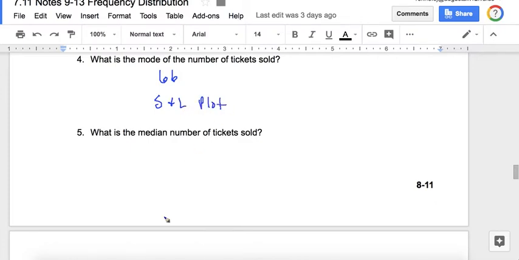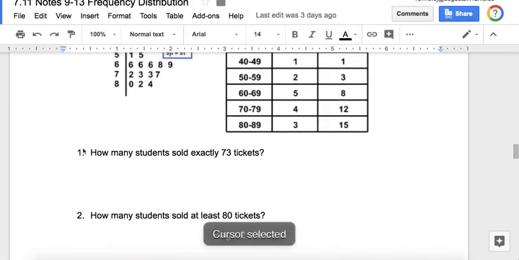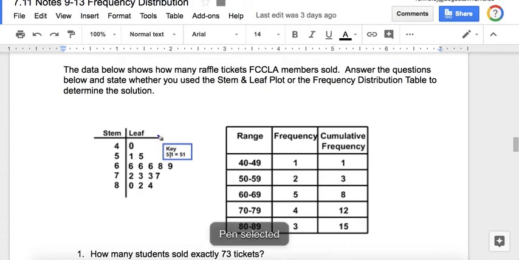Now, what is the median number of tickets sold? Remember, median is the middle number. Once again, we're going to write down, I'm going to tell you what the median is, 69. And we use this stem and leaf plot. And I'm going to go back up and show you how I knew that the median was 69. So don't turn the page yet. I want you to do this on your paper as well.